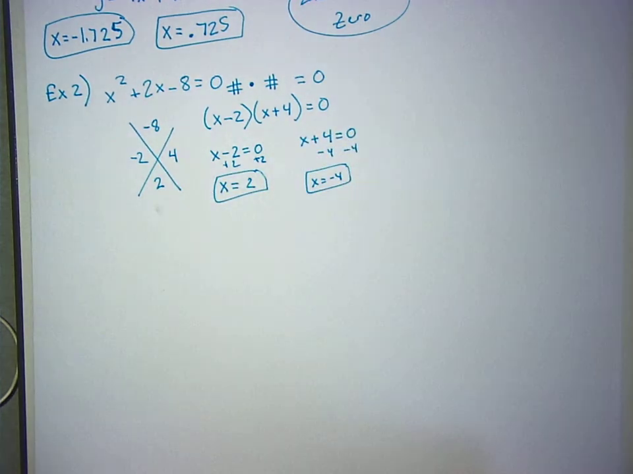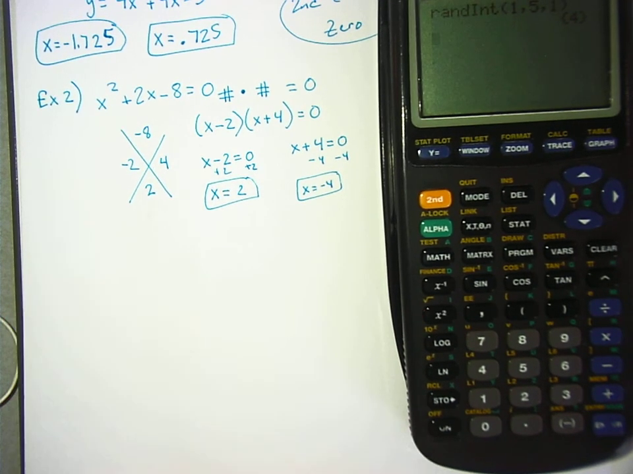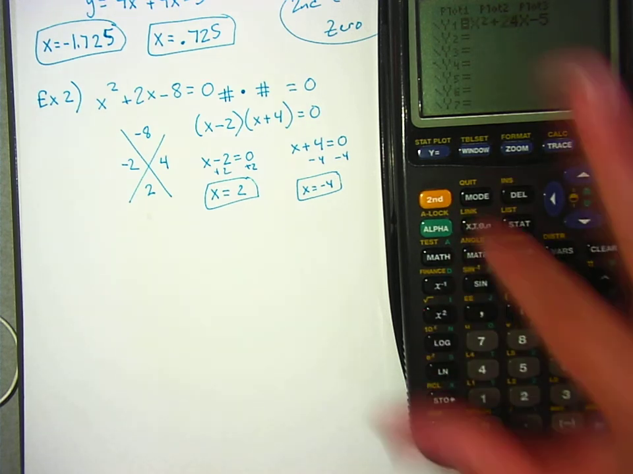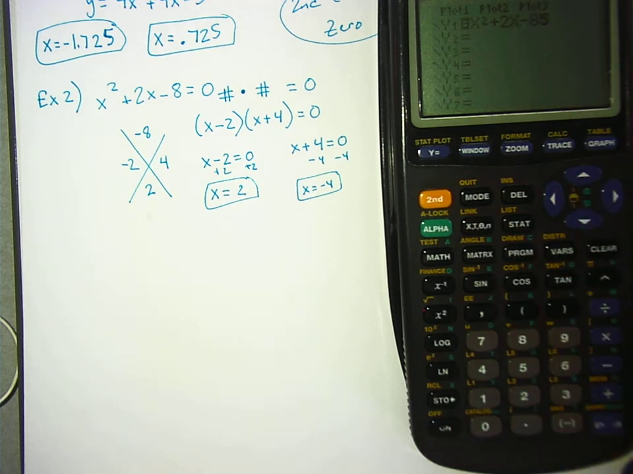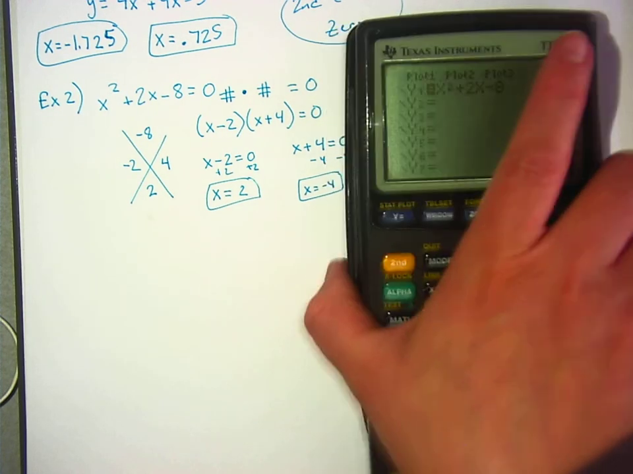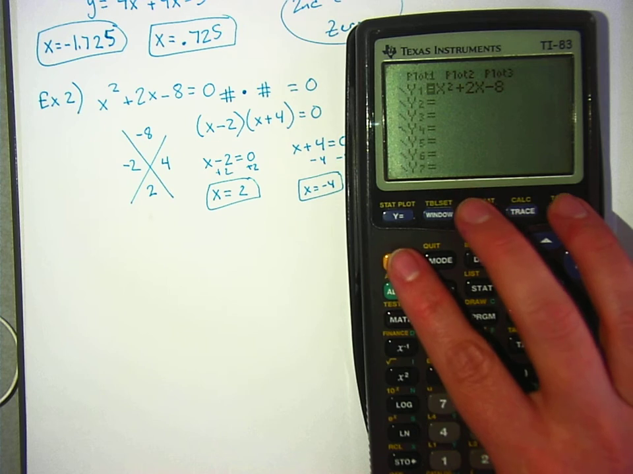Let's try this together right now. We just got our answer. That's how you factor and solve a quadratic. It's pretty easy. Go to y equals on your calculator. We're going to put in x squared plus 2x minus 8, like this, okay? And then you're going to hit graph or zoom 6.